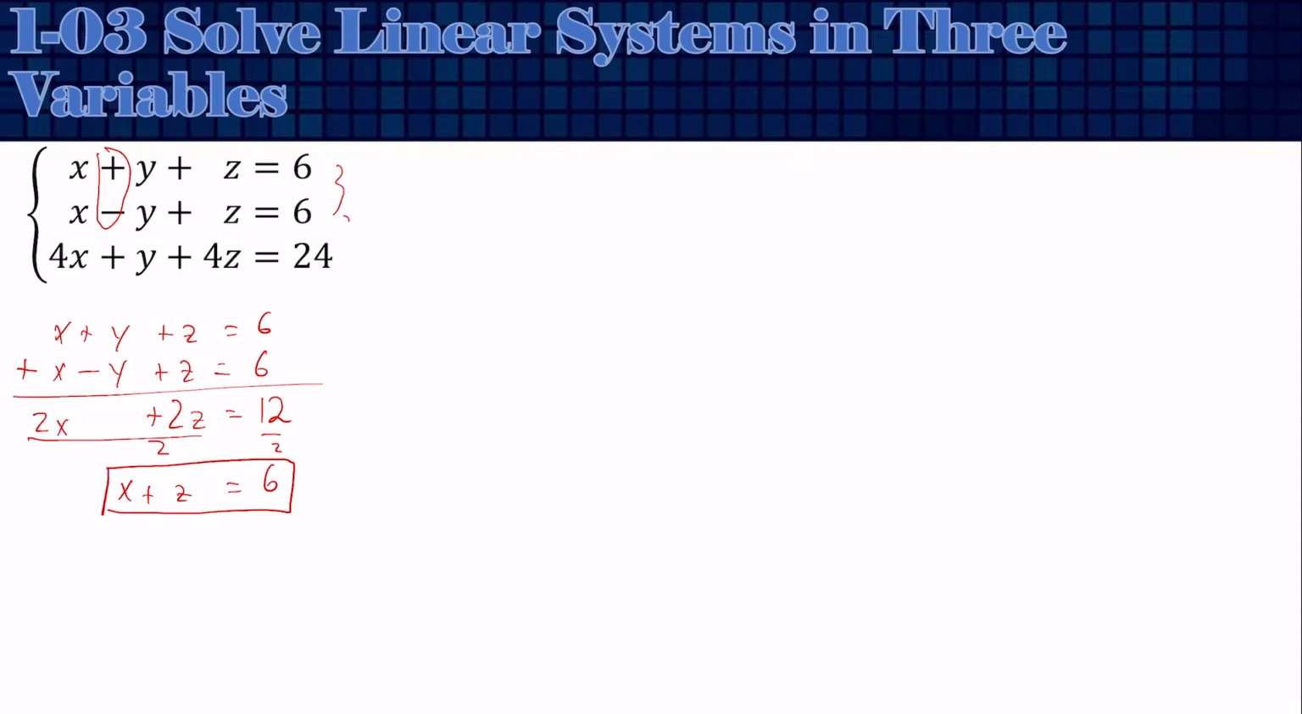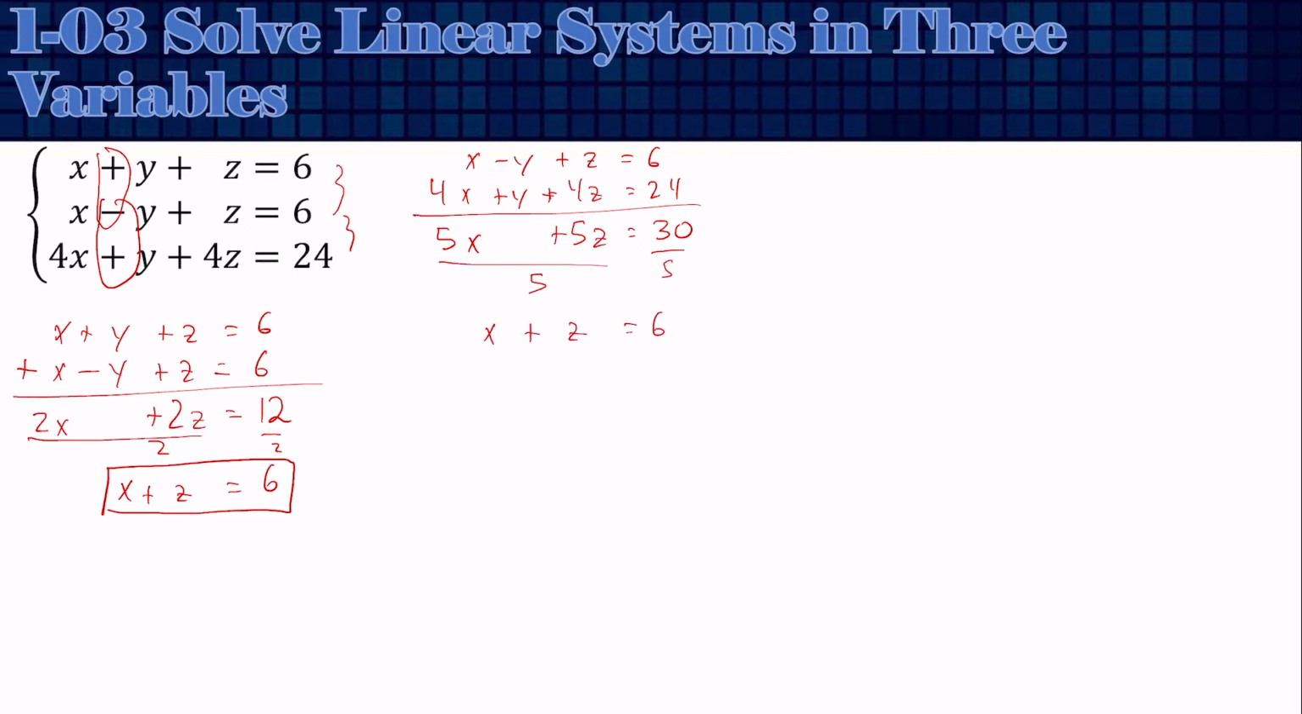Now let's take the bottom two equations. We need to eliminate the same thing, which is also convenient because it's already a minus y and a positive y. I don't have to multiply by anything. So I'll just copy these down. So x and 4x is 5x, negative y plus y is nothing. That's 5z and 30. Hey, these are all divisible by 5. So it'll be x plus z equals 6. Notice those are the same.